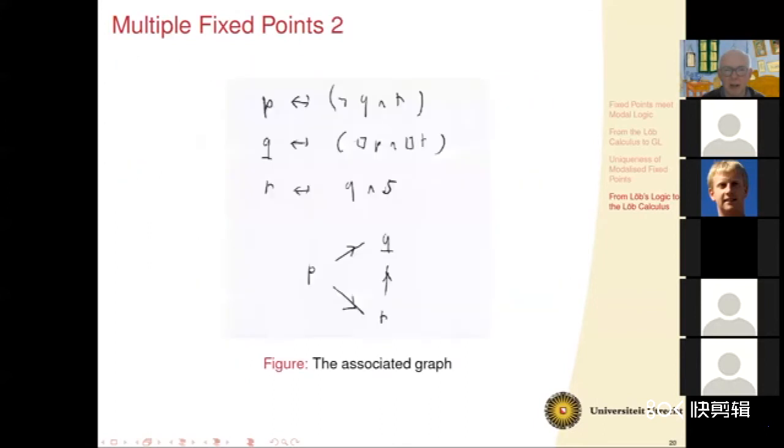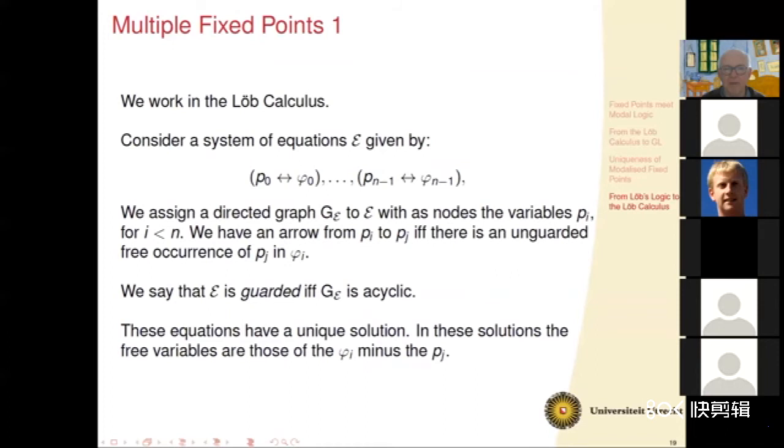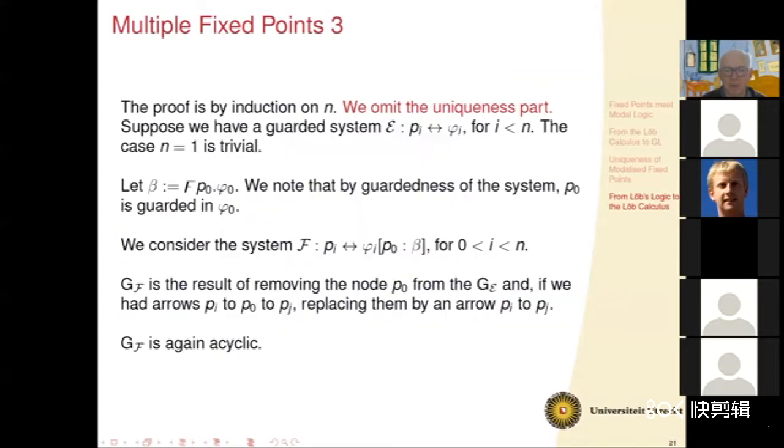So summarizing, what did we prove? That if we have a system of equations like this, and if its graph is acyclic, so if the system is guarded, then the system has a solution. That's what we proved. And these solutions are in some sense obtained by taking fixed points and substituting things, right? That's the whole way it's going to work.